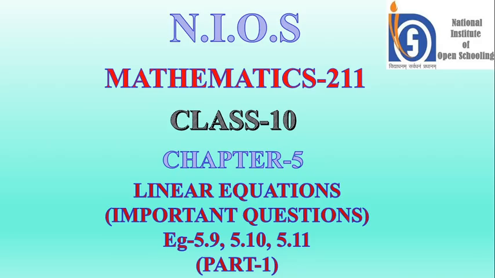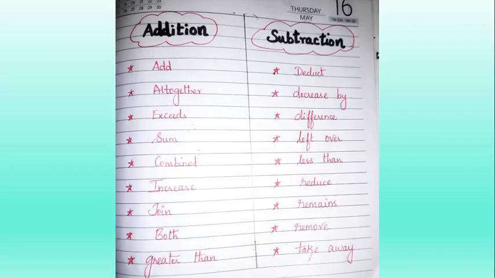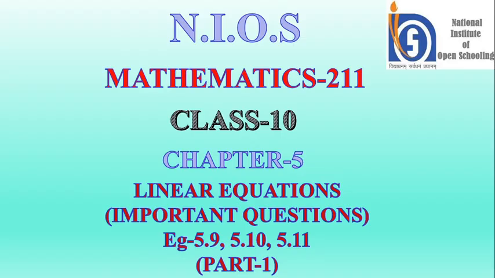Hello everyone. It's very important to know that in NIOS secondary maths, about 20 to 25 marks questions are taken from algebra, and similarly 20 to 25 mark questions are taken from geometry. So today we'll learn those very important questions from algebra chapter 5. Here we are going to learn linear equation in one variable and in two variables. So let's start with example 5.9, 5.10 as well as 5.11 from chapter number 5.